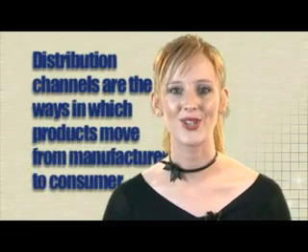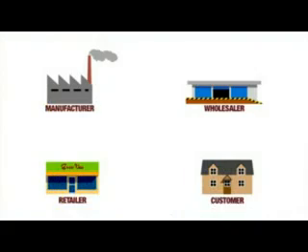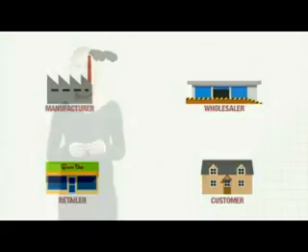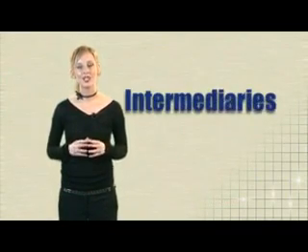Let's have a look at what choices a business has. Products can go directly from the manufacturer to the customer, or from the manufacturer to the retailer, or even from the manufacturer to the wholesaler, to the retailer, to the customer. You might hear wholesalers and retailers being referred to as intermediaries.